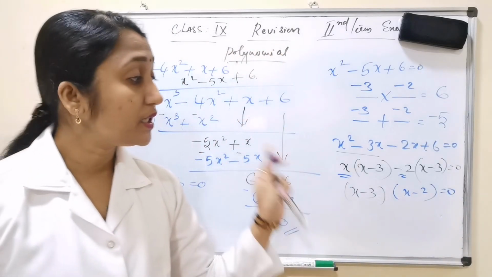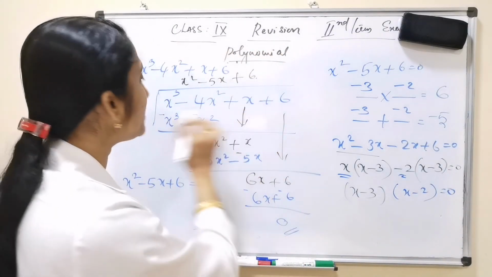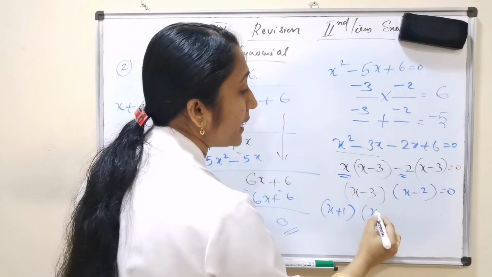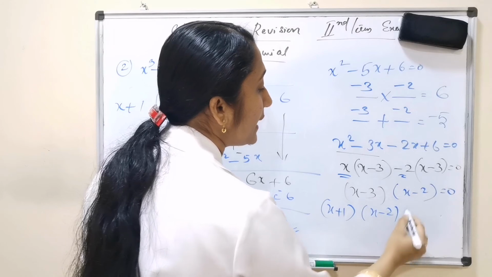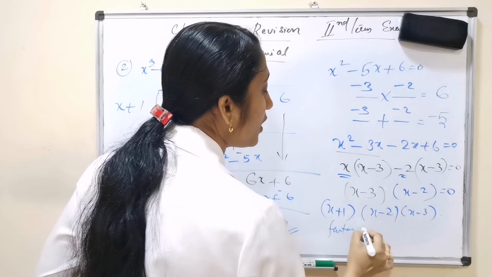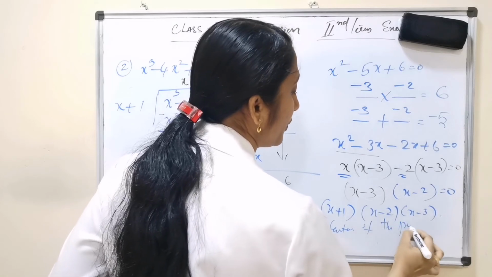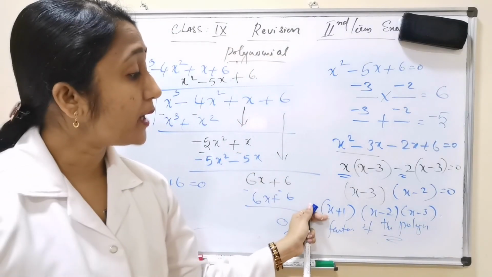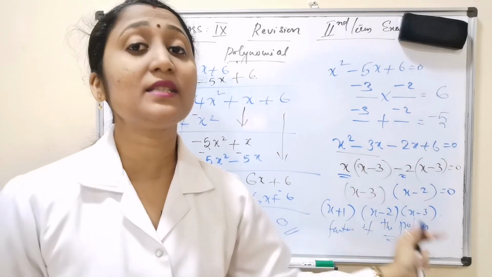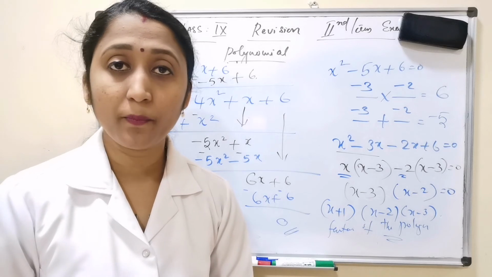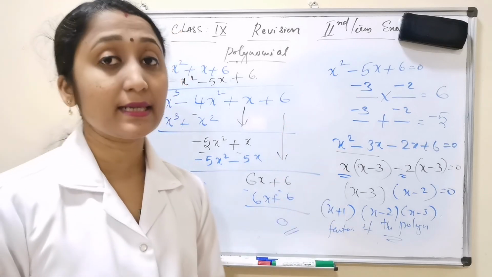Now we got the three factors. What are the factors? First we got x plus 1 and x minus 2 and x minus 3. So finally we have to write x plus 1, x minus 2, x minus 3 are the factors of the polynomial. We have to conclude that. Okay. Is it clear about this factorization?